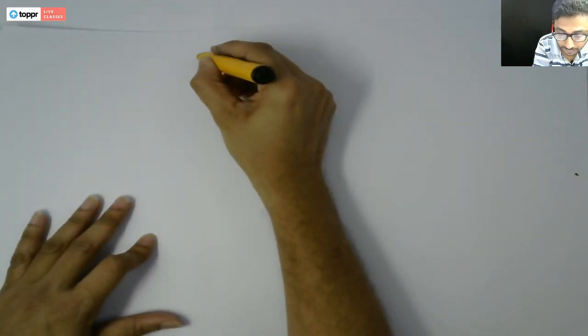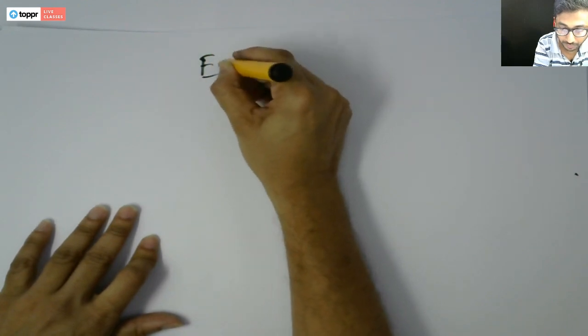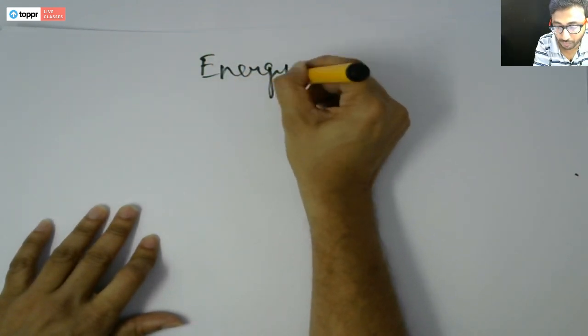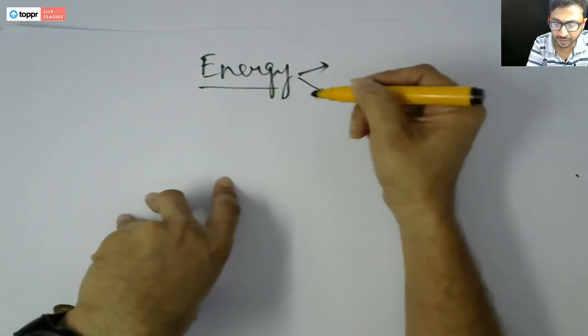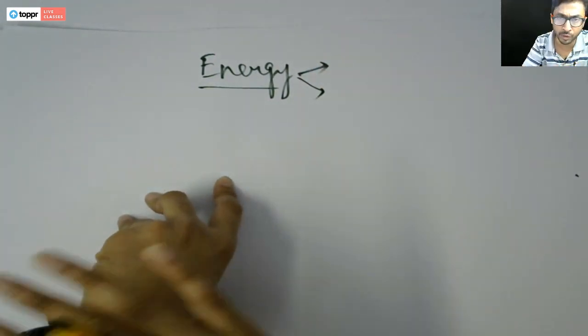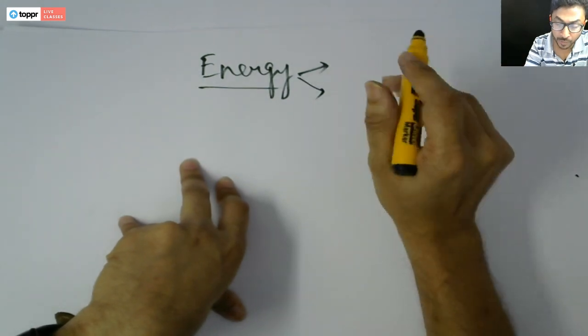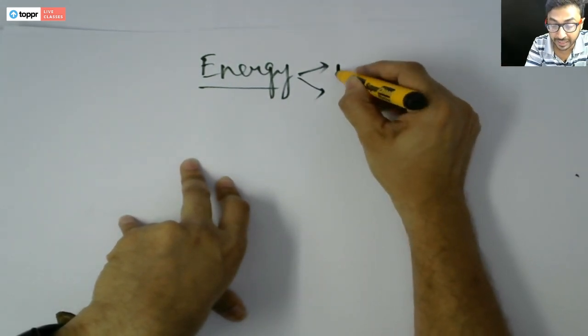We are coming to energy now. Energy is the capacity of doing work. There are numerous forms of energy. Here we'll basically deal with mechanical energy.